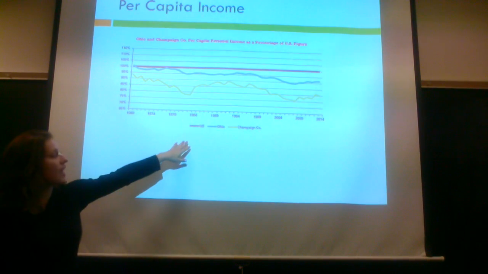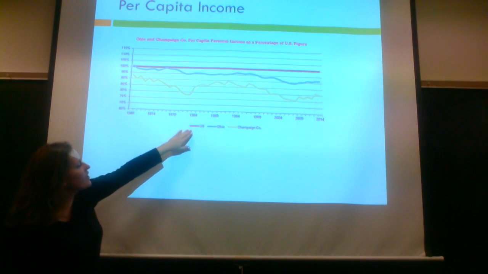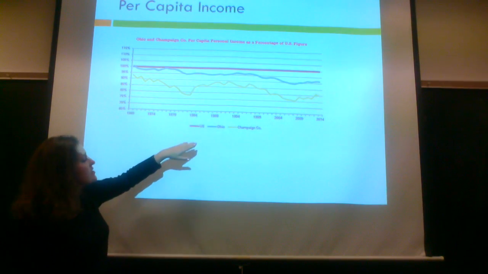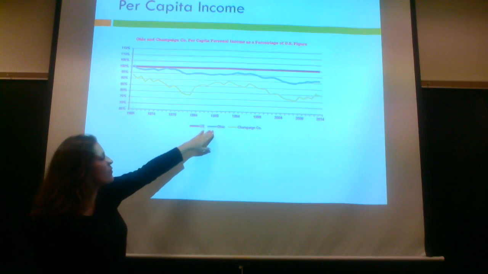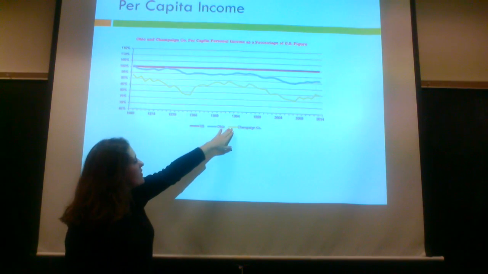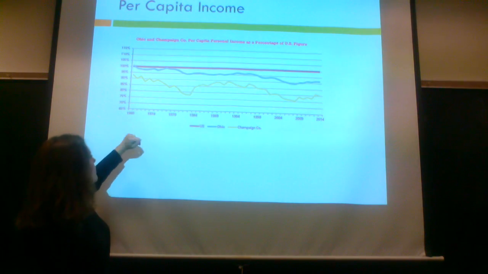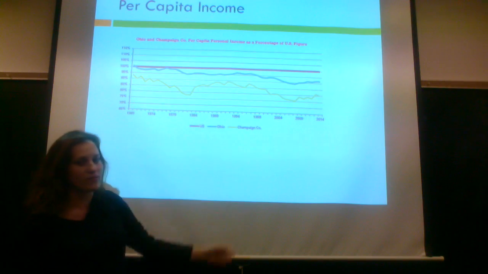So here we have per capita income. The red line shows the per capita income in the United States. The blue line shows the per capita income in Ohio, and the green line shows per capita income for Champaign County specifically. And it shows this over time, all the way from 1869 to 2014.